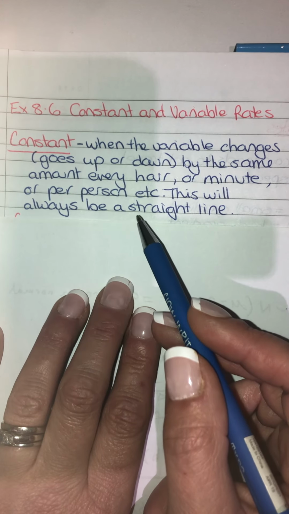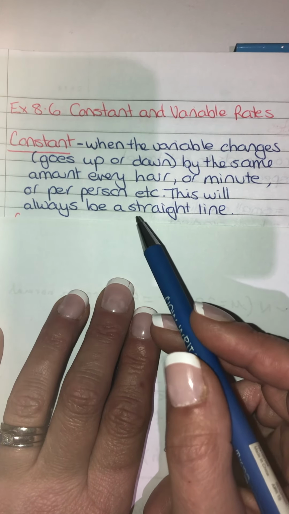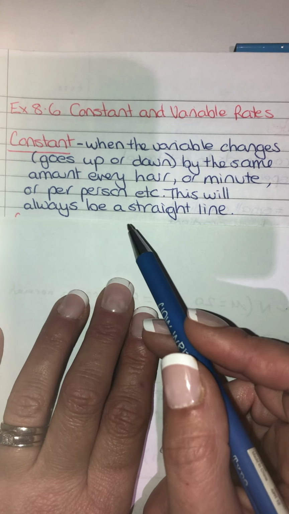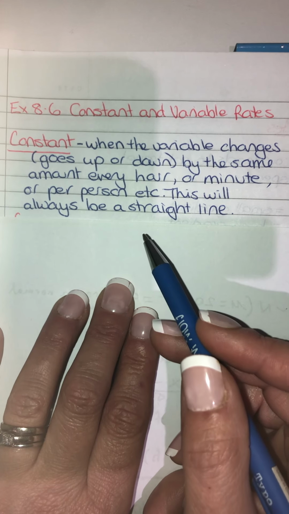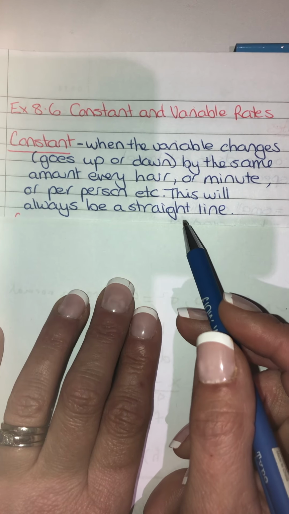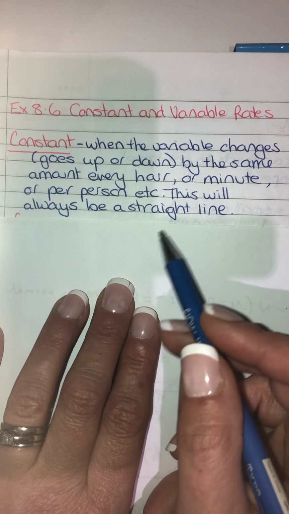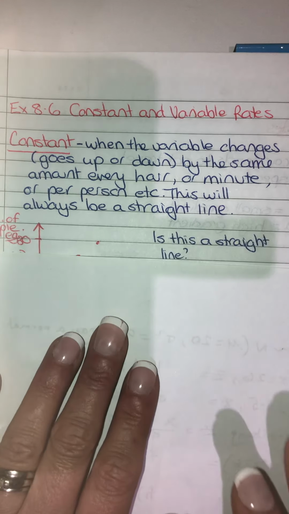So that might be how fast you run. Every hour you run 5 kilometres. So 1 hour would be 5 kilometres, 2 hours is another 5 kilometres. If that's the case, then it's going to be a straight line. If someone sells 10 ice creams every single hour, then every hour it'll go up by 10 and this will become a straight line. So I'll show you that here.